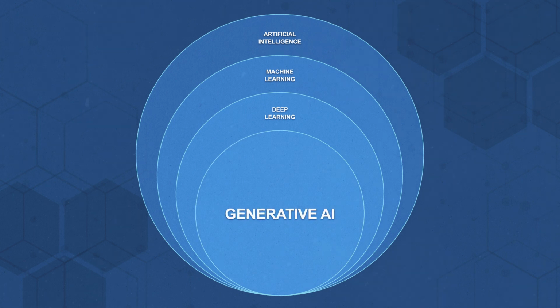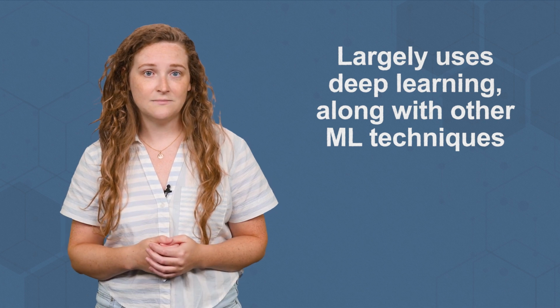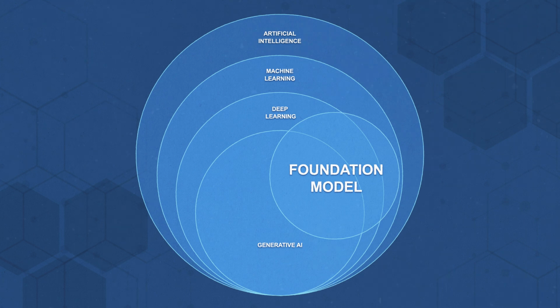Generative AI refers to a class of algorithms that produce content, like text, photos, audio, and even video. Generative AI largely uses deep learning along with other ML techniques. These next terms aren't inherently a subset of any one category mentioned earlier, but are necessary to understand before we go any further. Foundation model is a general term for any off-the-shelf AI model that can be fine-tuned for a range of tasks, depending on your goal.